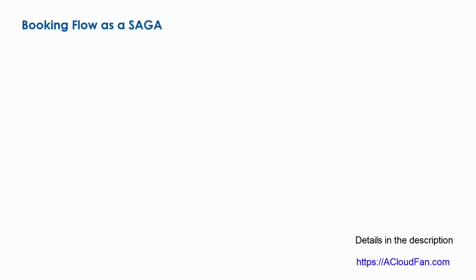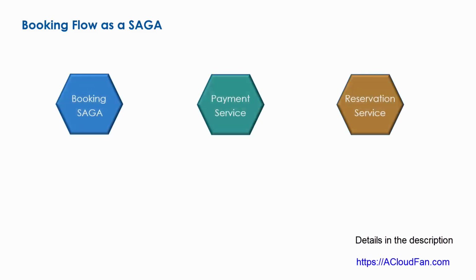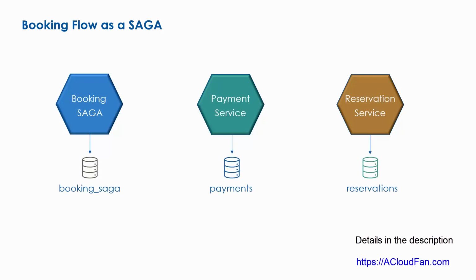The booking flow SAGA will consist of 3 services: booking SAGA service, payment service, and the reservation service. Each of these services will maintain their state in a separate database. For this version 1 implementation, instead of maintaining the state in separate databases, we'll maintain the state in the collections in a common database. The SAGA is initiated when a transaction is invoked on the booking SAGA service. This is for adding the booking.